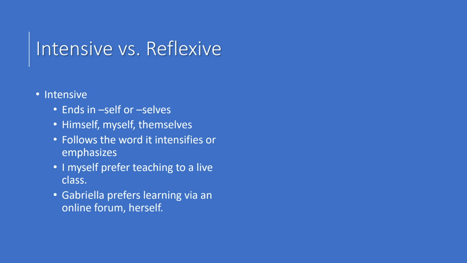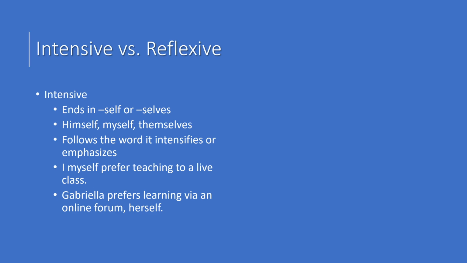Here's another one. Gabriella prefers learning via an online forum herself. Intensive pronouns always follow the word that they are intensifying, but they don't have to follow it immediately. They just have to be somewhere after it. So I can separate the pronoun from what it is intensifying by the entire rest of the sentence if I want to. So Gabriella is the subject here. Prefers is the transitive verb. Learning is the direct object. Via an online forum. I haven't checked it in the dictionary, but I'm 99% sure via is probably the preposition, which would make via an online forum a prepositional phrase.